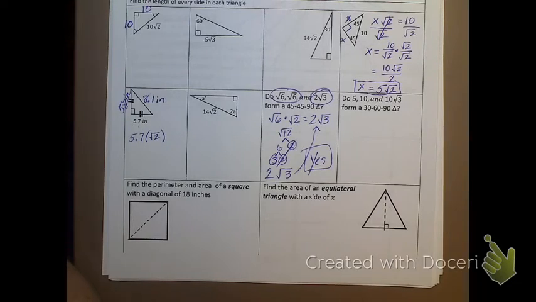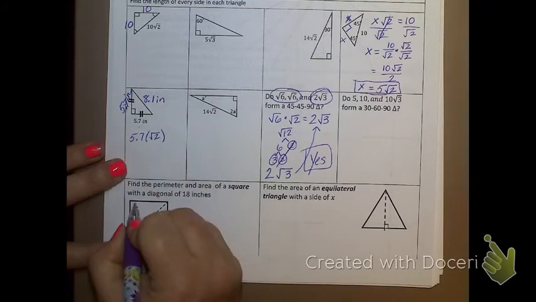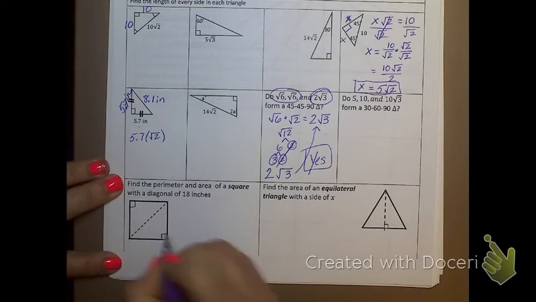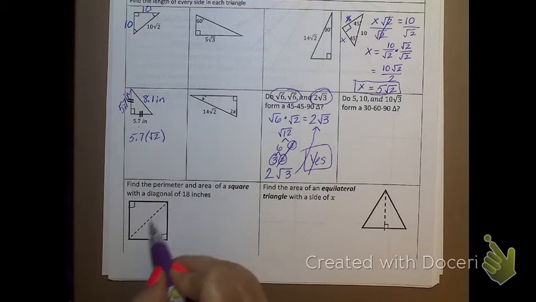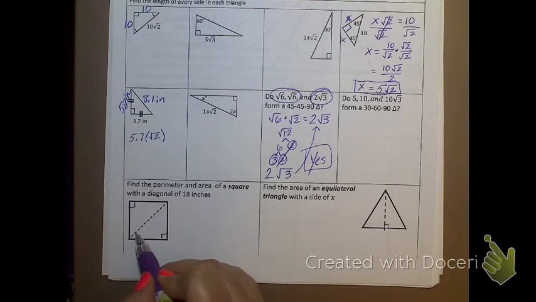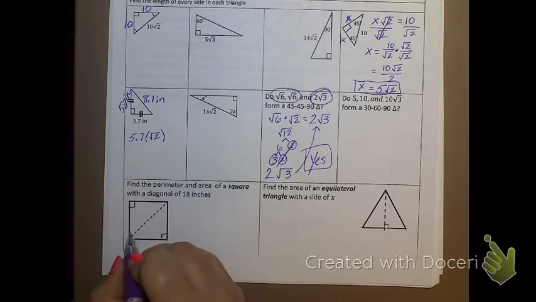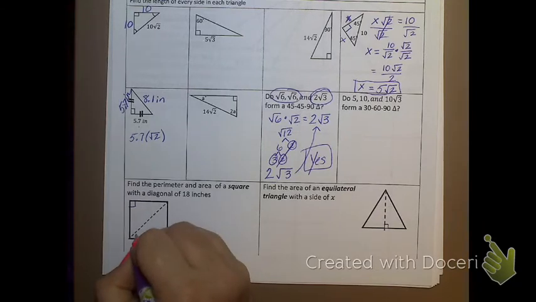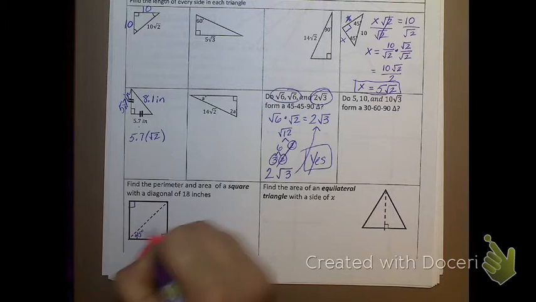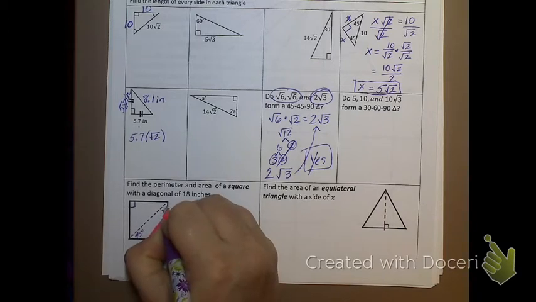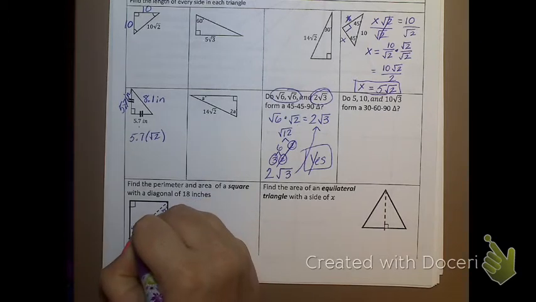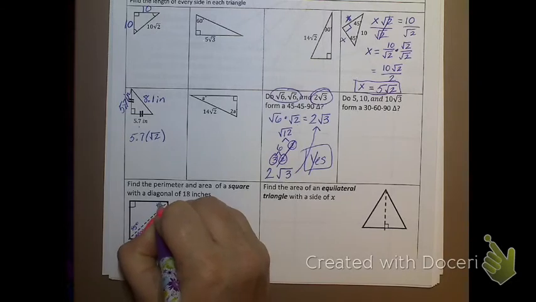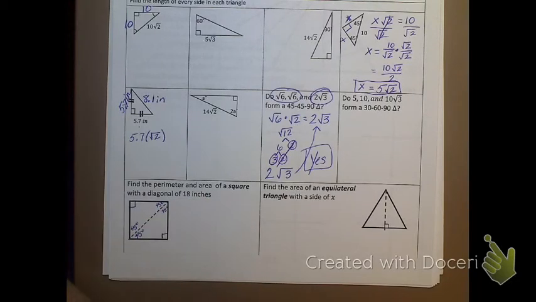Squares have 90-degree angles. That gives me the right part of the right triangle. And they also have a diagonal that bisects the opposite angles. So if it's cutting this 90-degree angle in half, that means I have 45 degrees, 45 degrees, 45 degrees, and 45 degrees. So I have two 45, 45, 90 triangles. Yes? Okay.